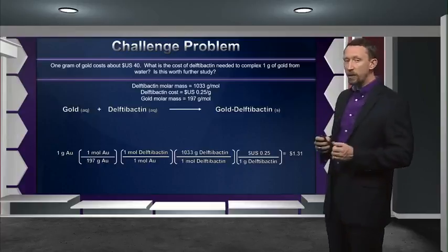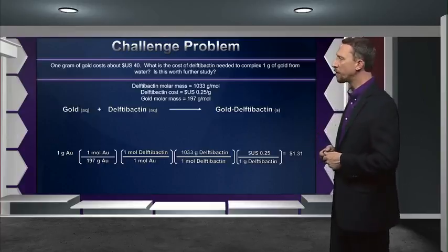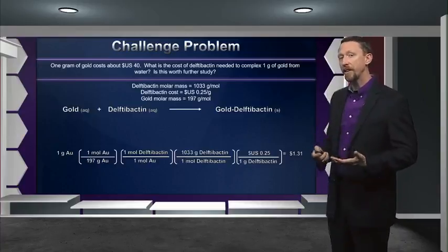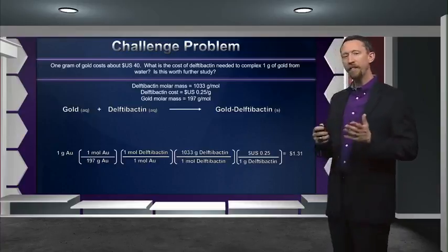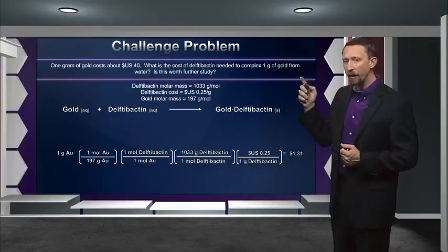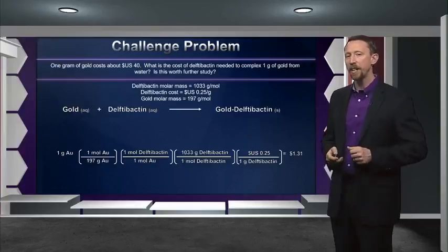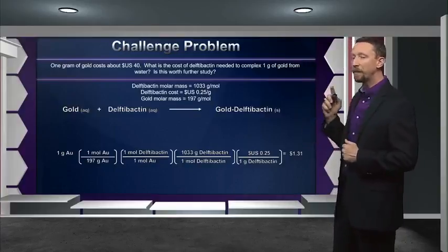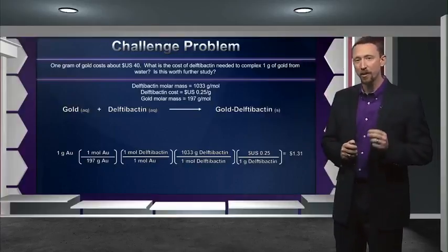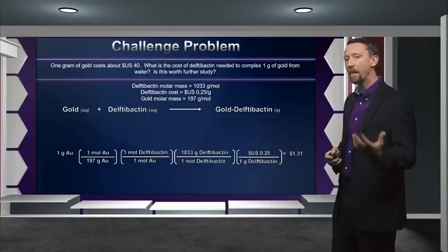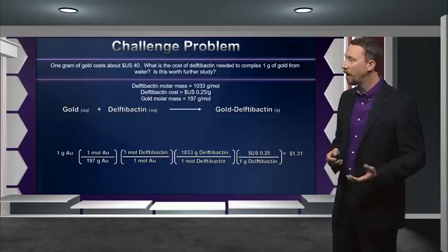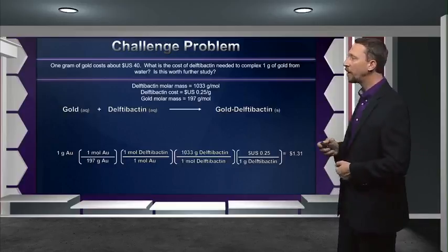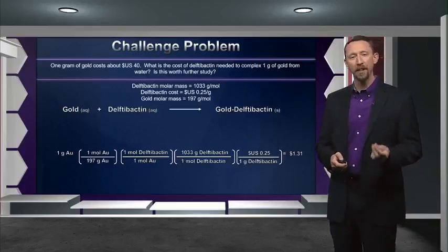Current efforts to use this as a means of getting gold from seawater, unfortunately, aren't that much better than standard chemical extraction techniques. But the fact that it was discovered so very recently and hasn't been fully studied and characterized leads many to believe that maybe one day delftibactin will be the key to solving that riddle that Haber had tried a century ago. Someday, we may actually be able to extract gold from seawater using a molecule created by a bacteria.